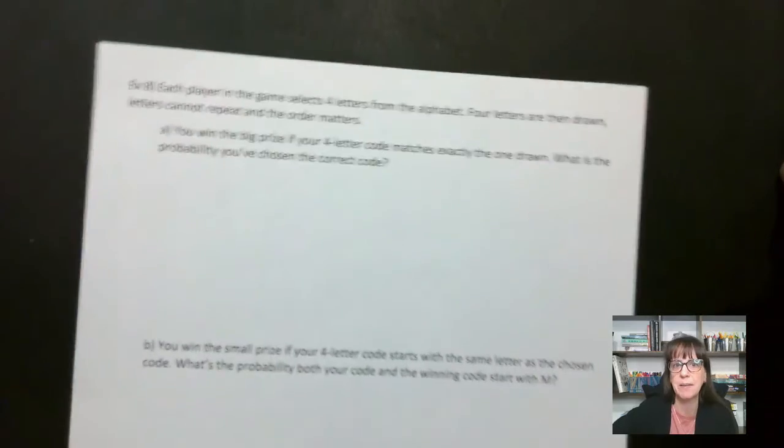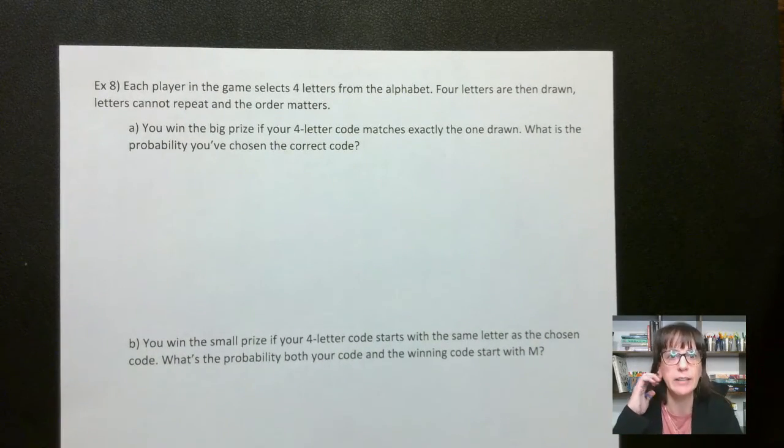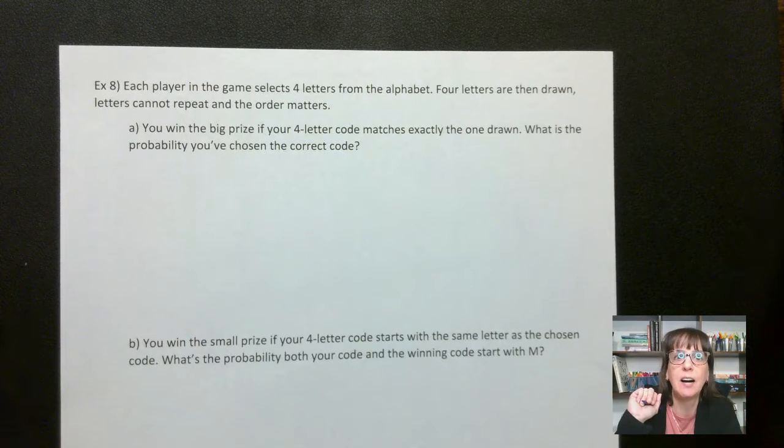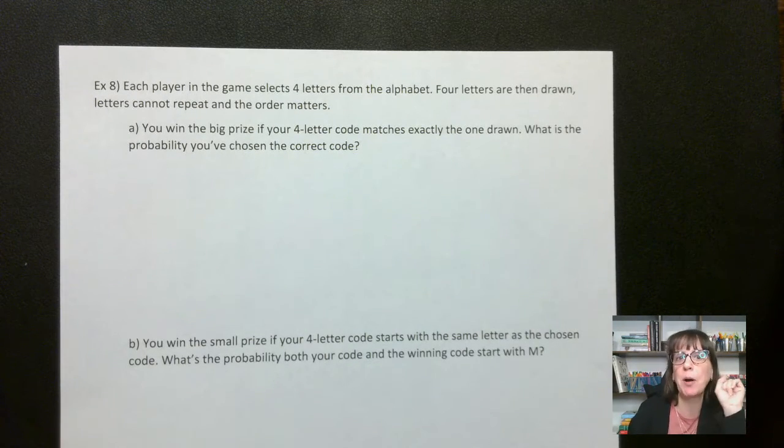Each player in a game selects 4 letters from the alphabet. 4 letters are then drawn. The letters cannot repeat, and the order does matter here, okay? So we know we're going to be dealing with a permutation because the order matters. You win the big prize if your 4-letter code matches exactly the one drawn. What is the probability you've chosen the correct code?